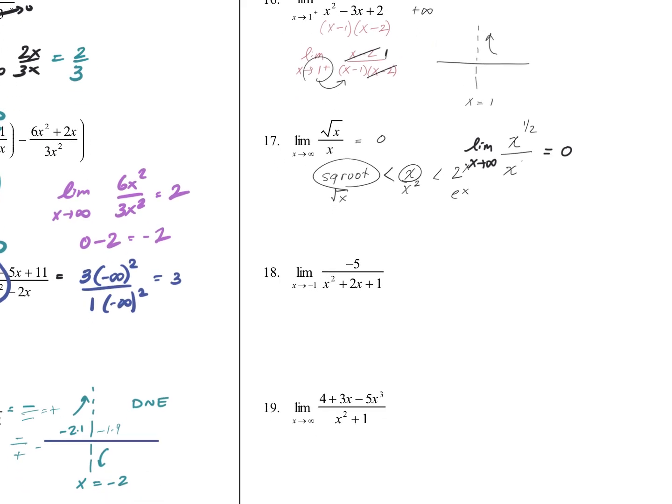All right, for number 18, at a quick glance, I'm going to assume we're going to get a vertical asymptote here because there's nothing on the top to cancel. I'm going to go ahead and factor it. Let's see what happens. You got the limit as x goes to negative 1, negative 5 over x plus 1 squared, which means there's a vertical asymptote at x equals negative 1.